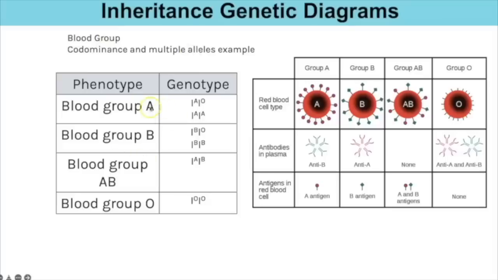So blood group A, you could either have two copies of the dominant A or one copy of the dominant A and one recessive O allele. Same idea for blood group B, but with the B alleles. To be blood group AB, this is our codominance where we have one copy of both of those dominant alleles, so both are expressed. Blood group O is recessive, so it's only possible if you have 2 copies of IO, which is our recessive allele.